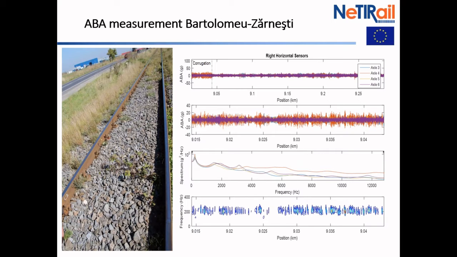And also there was a corrugated rail. In this case, it was not short pitch corrugation, but it had a longer wavelength. And this could be detected in the range of around 200 hertz. It's the area that you see over here, the peaks over there.